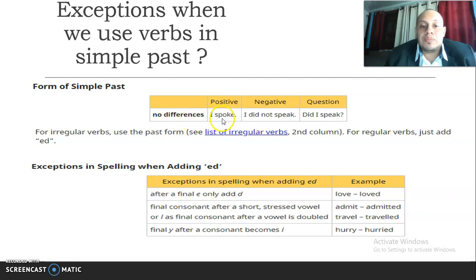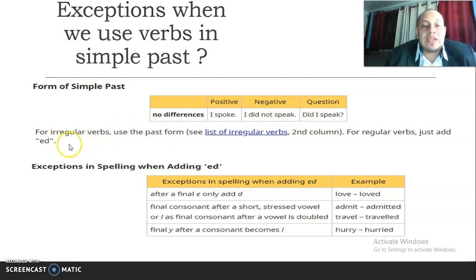So in positive, I spoke. This is the positive option on simple past. The negative, I did not speak. Did not is the root plus the verb. And question, did I speak?